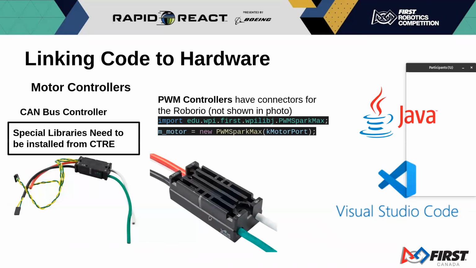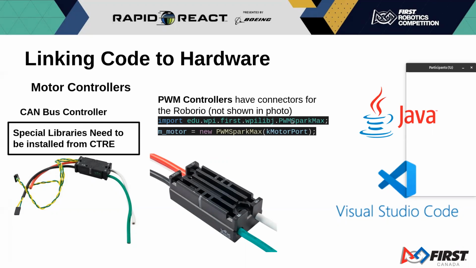All right, so linking code to hardware, each device on your robot will have some kind of link to some code. And one of the things that we had to keep track of in my team was, when were we using a CAN bus motor controller with those little yellow and green wires? And when were we using a regular PWM controller? They have some tiny red, white, and black wires that come out to connect to the Roborio. They're not shown in this picture.